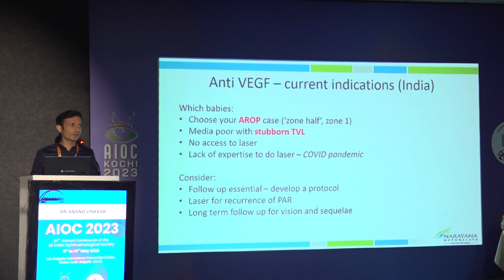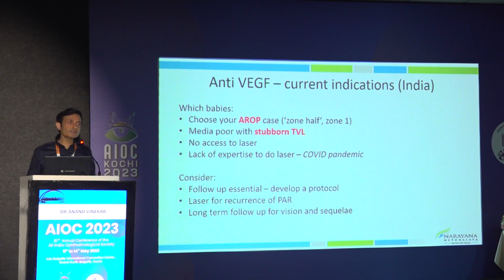Firstly, we are now recommending it for zone 1 and posterior zone 1 or zone half. Poor media with a stubborn tunica vasculosa, as the Arvind group showed maybe 1.5 decades back, could be a relative indication, although sometimes one can do laser as well. No access to laser became a very big aspect during the COVID pandemic, or lack of expertise to do so.